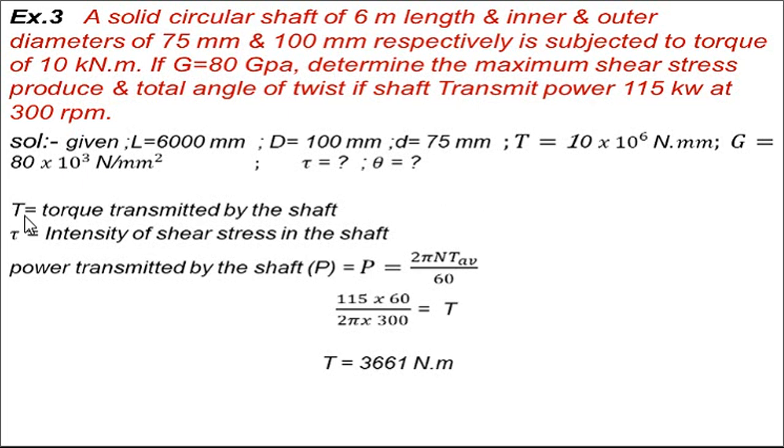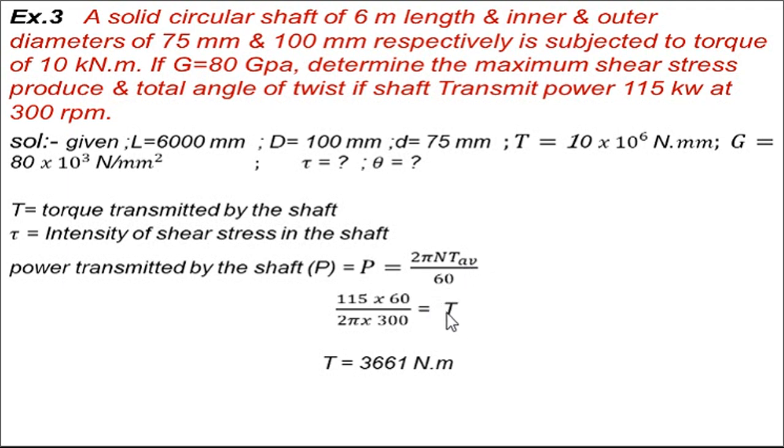As we know, capital T is the torque transmitted by the shaft, and tau is the intensity of the shear stress in the shaft. Both of these values are important. Because the power is given, we can use this relation for power transmitted by the shaft: P is equal to 2 pi N T divided by 60. Here T is the torque, most of the time the average torque.